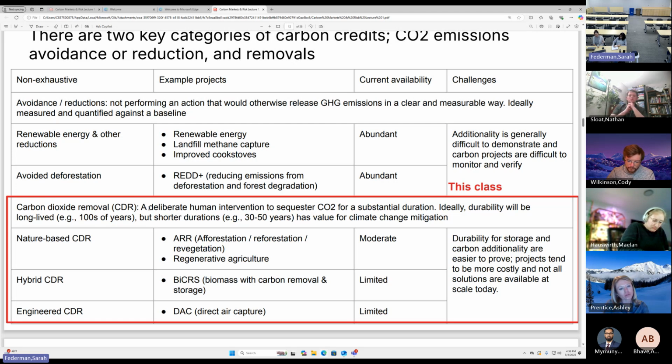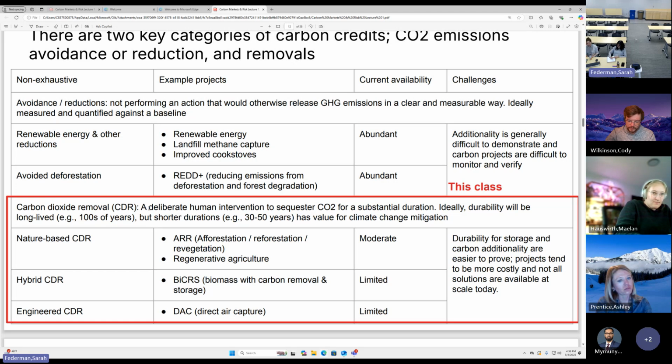Generally, we break CDR credits down into 3 categories. This is nature-based, so these are things like planting new trees, improving the management of timber operations or non-timber forest products, or things like regenerative agriculture for soil organic carbon. We have hybrid solutions, so these are things like bioenergy with carbon capture and storage, or biochar. I don't know if you guys have been reading about these wood burial projects, but that's an example of biochar.